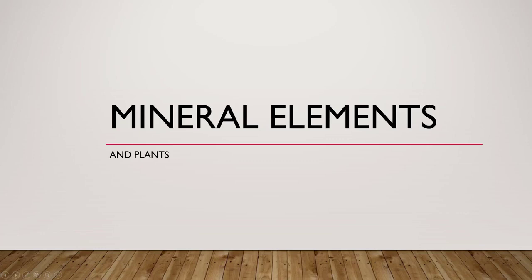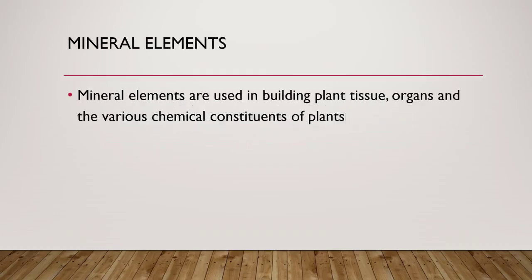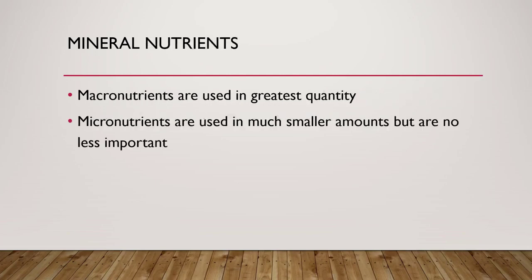So we talked about minerals being one of the things that are transported through plants. Minerals are elements, and mineral elements are used in building plant tissue, organs, and various chemical constituents of plants. Macronutrients are used in the greatest quantity. Micronutrients are used in much smaller amounts, but are also very important.